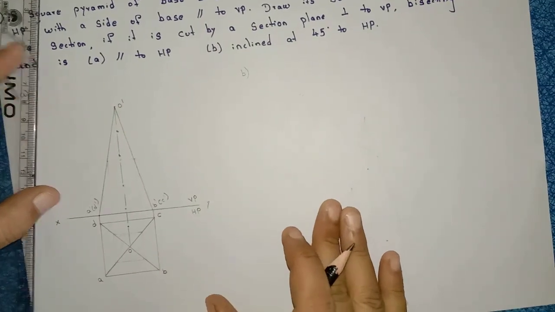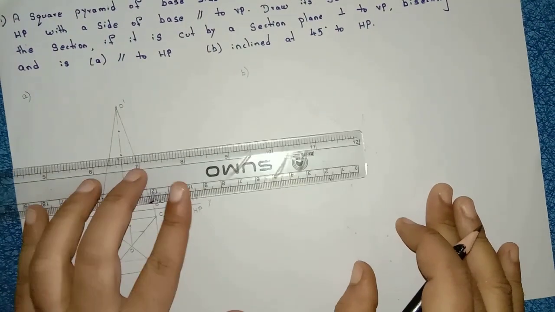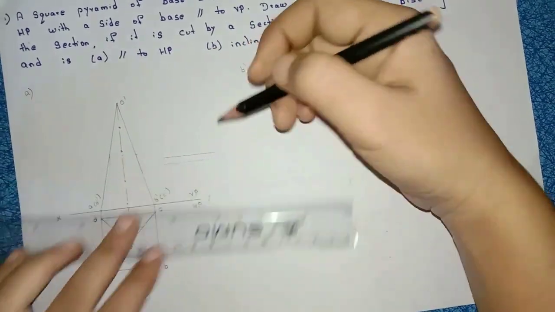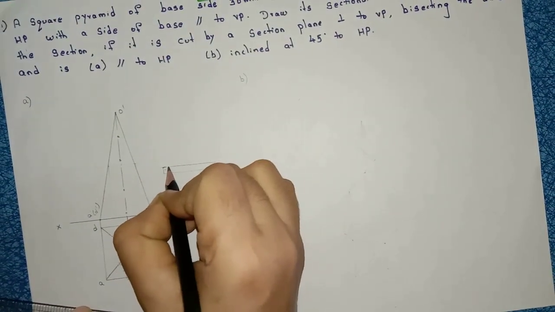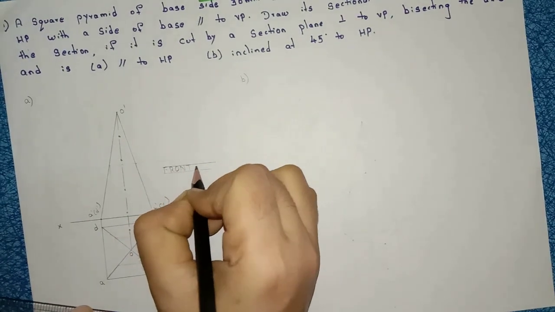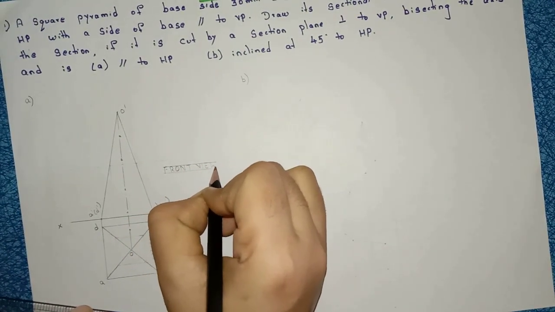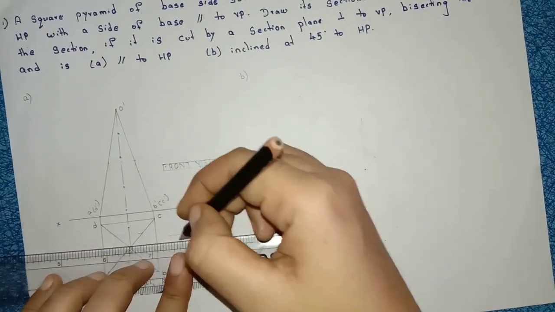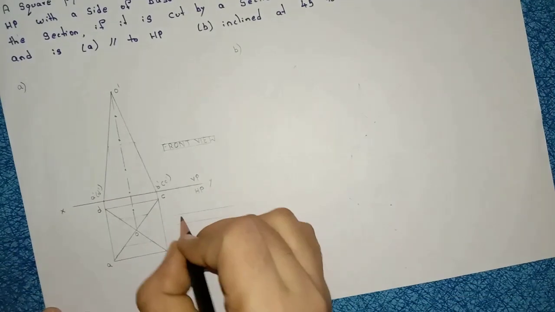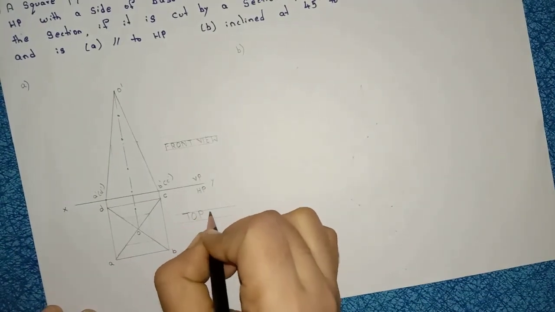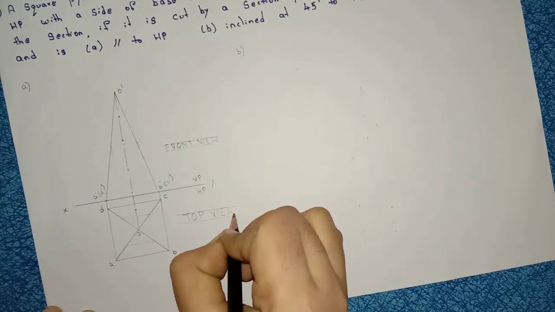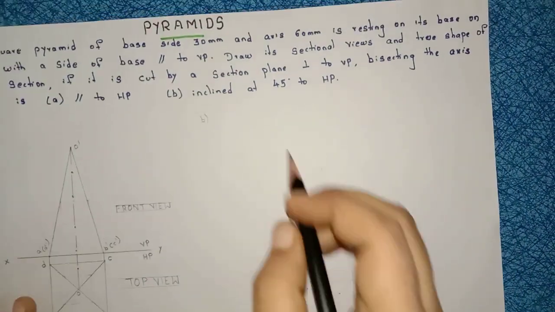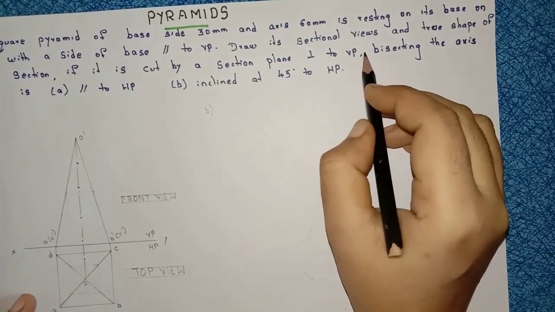So this is your basic problem. After completion of your basic problem, take a height of 5 mm and write down above the reference line: this is your front view. Below the reference line, take a height of 5 mm and write down: this is your top view. Now you have to construct the sectional plane. Right? So let us read the next part of the question.